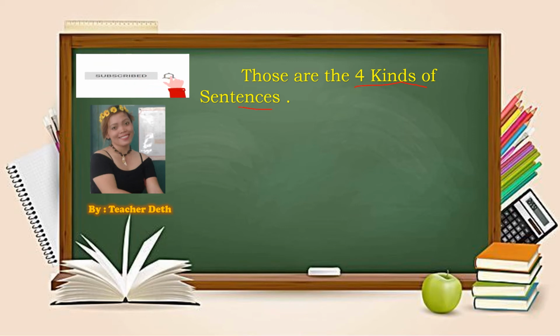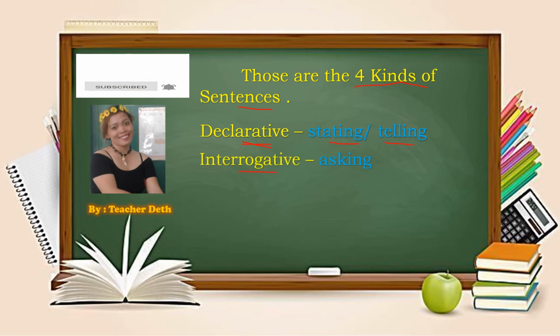So again, we have the declarative. What have you remembered of the word declarative? Very good. That's stating or telling sentence, right? Another is interrogative. If you are to say interrogative, you are asking. And if you're asking, you have to use the question mark. For declarative, since you are only stating, then that's period.